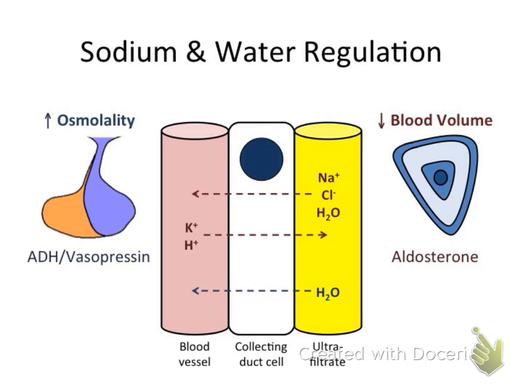Sodium and water resorption by the kidney is dependent upon blood osmolality and blood volume. Osmolality is primarily dependent on the plasma's sodium and chloride concentration. Typically, if there's hypernatremia, then there's hyperosmolality. If there's hyponatremia, then there's hypoosmolality.